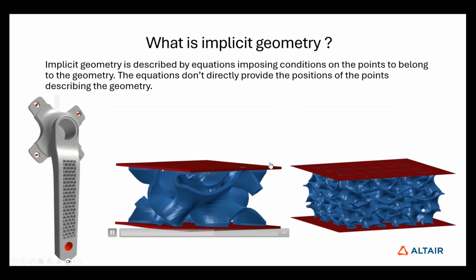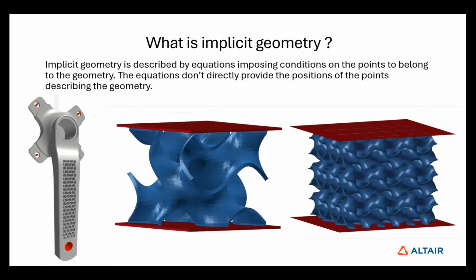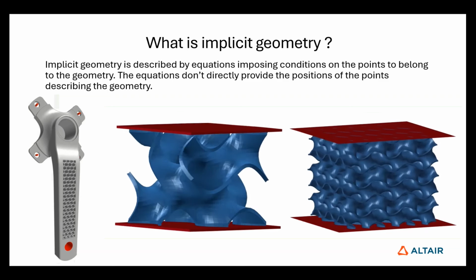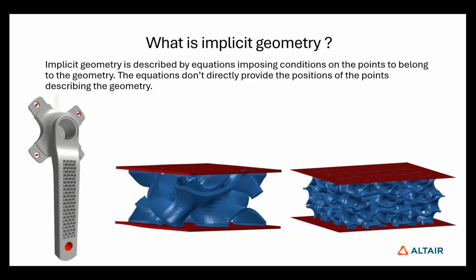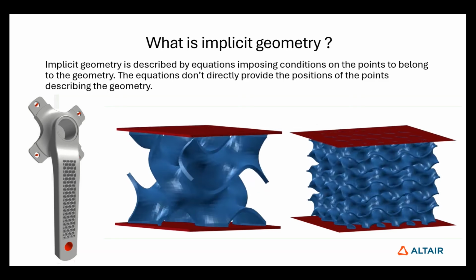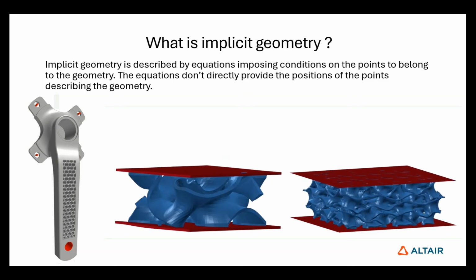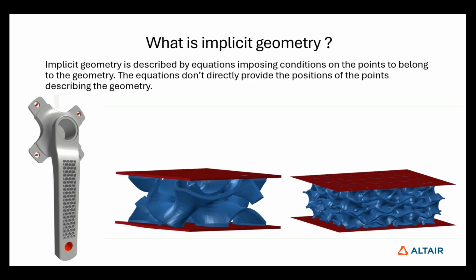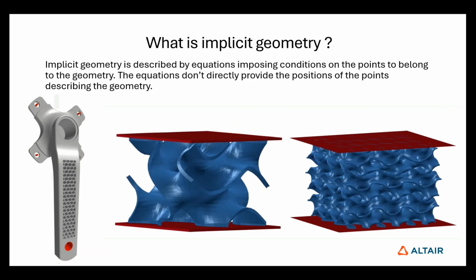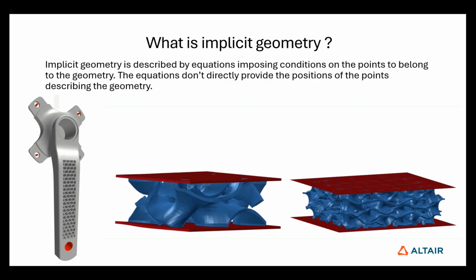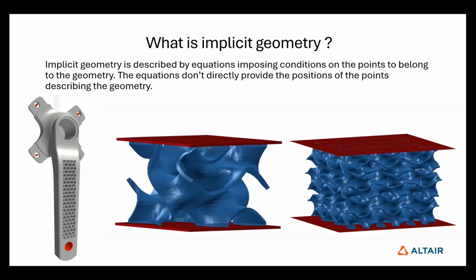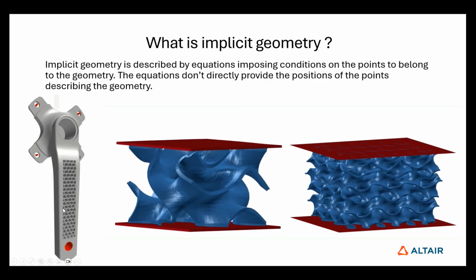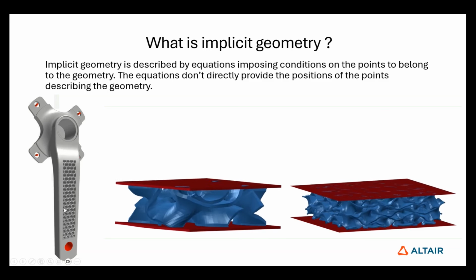So what is implicit geometry? Implicit geometry is described by equations that impose conditions on the points that belong to the geometry. It is different from classical explicit geometry, where we usually provide the direct coordinates of the points that describe the geometry. It allows us to use simpler equations to represent more complex shapes. It is very useful in the case of lattice structures, as you can see on the left-hand side of the presentation.